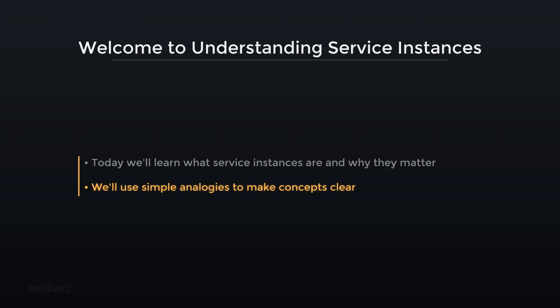We will use simple analogies to make concepts clear. This means we will compare technical ideas to everyday things you already understand. For instance, think of a service instance like a rental car. You request a specific model and get your own private vehicle to use. This approach will help you quickly grasp how services work in SAP BTP.